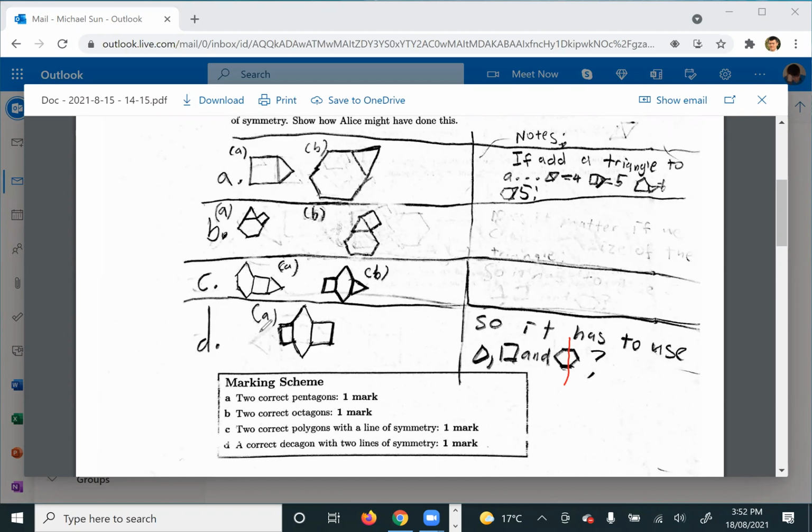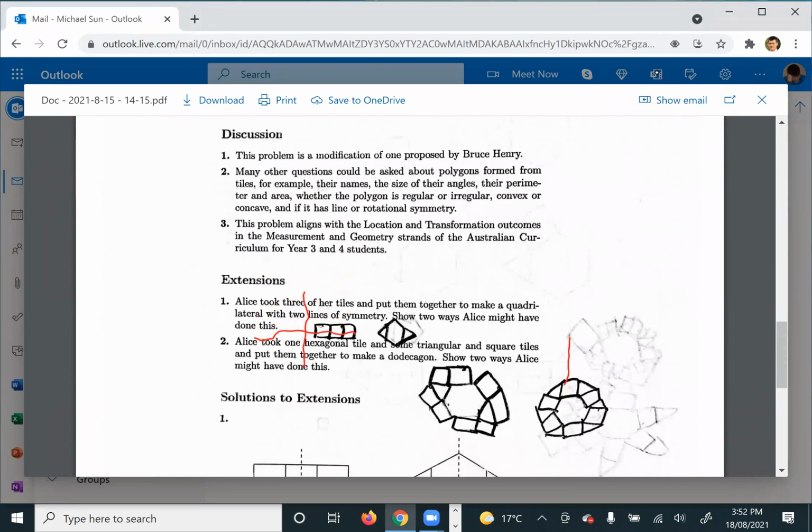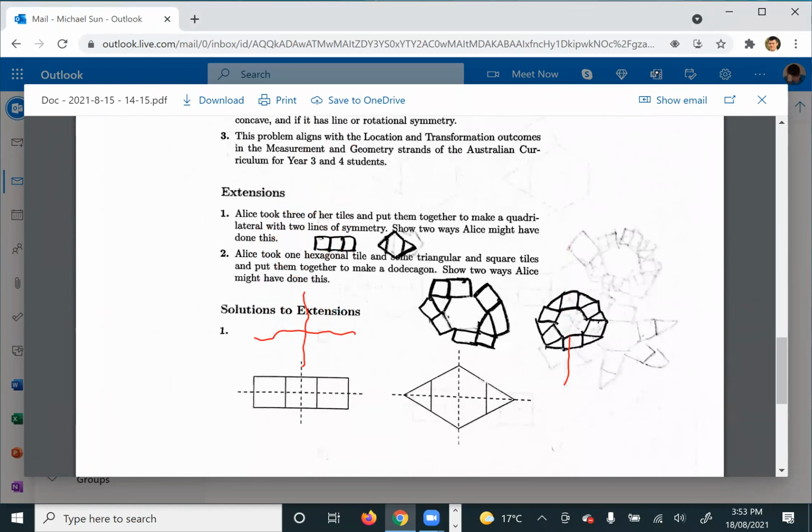Okay, so the line of symmetry is on top going down. And the other line of symmetry is going straight horizontally, because there's 2 squares on the other side, so that is one line of symmetry. And if there are 2 squares on the other side, then there's definitely a line of symmetry up here. Okay, good. So actually this person also did the extension, which is quite good. So let's have a look. Extension problem here: Alice took 3 of her tiles and put them together to make a quadrilateral with 2 lines of symmetry.